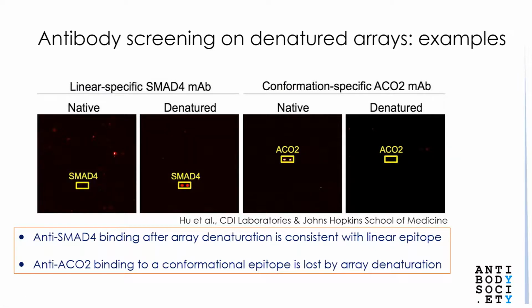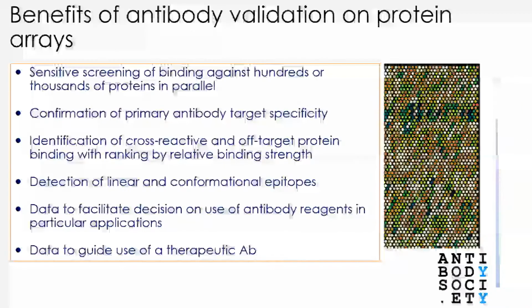For a thorough analysis of an antibody, it can be useful to assay on both types of array, native and denatured. Finally, to summarize the advantages of validating antibody specificity on protein arrays, we can point to the ability to screen against a vast library of proteins at the same time, which may either confirm monoreactive target specificity or demonstrate cross reactions and off-target binding, and identify what they are. Linear and conformational epitopes can be distinguished.